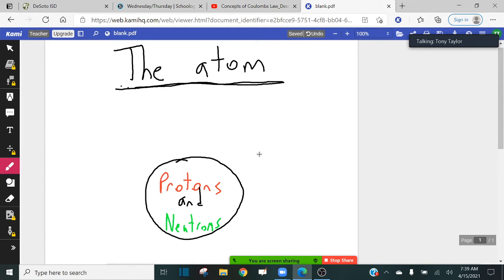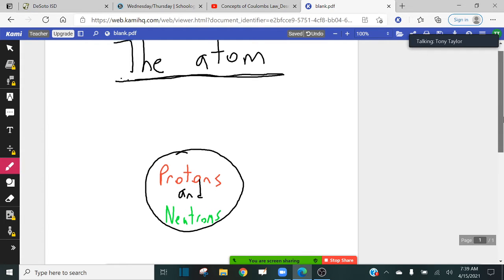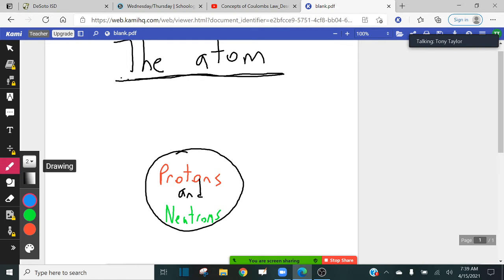Can anyone tell me what hovers around the nucleus? Does anybody remember? Anybody want to put it in the chat box? So if we know protons and neutrons are inside the nucleus, someone tell me what goes around the nucleus. Anyone? Anybody want to tell me in the chat box? What goes around the nucleus? What do we call the particle that goes around the nucleus? Electrons. Thank you, Simon. Exactly, electrons.